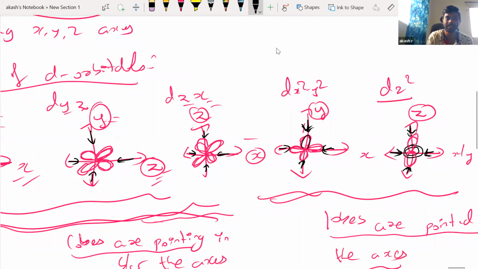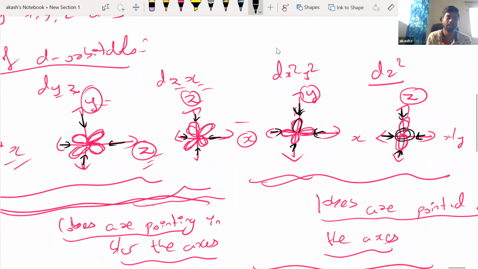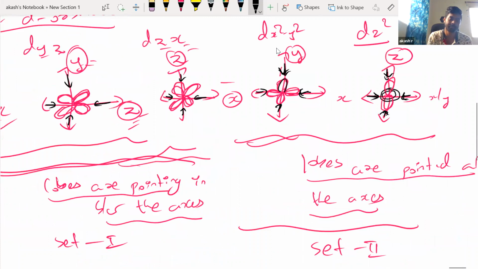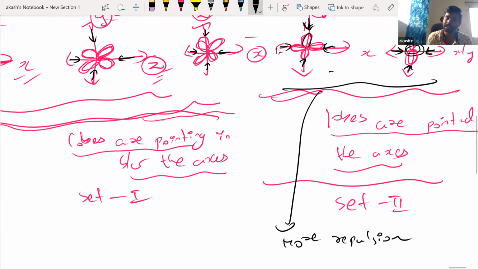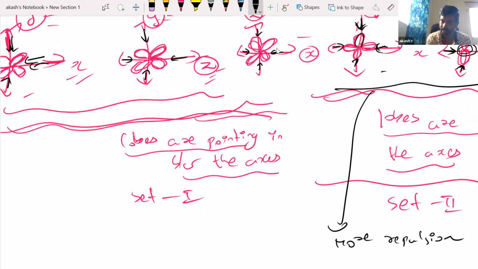Obviously, in these two sets more repulsion will be there, because the lobes are pointed exactly in the direction of the ligand approach. In the other case, repulsion will be there too, but compared to this case where the lobes are pointed along the axis, here the lobes are pointed in between the axes. So here lesser repulsion will be there.